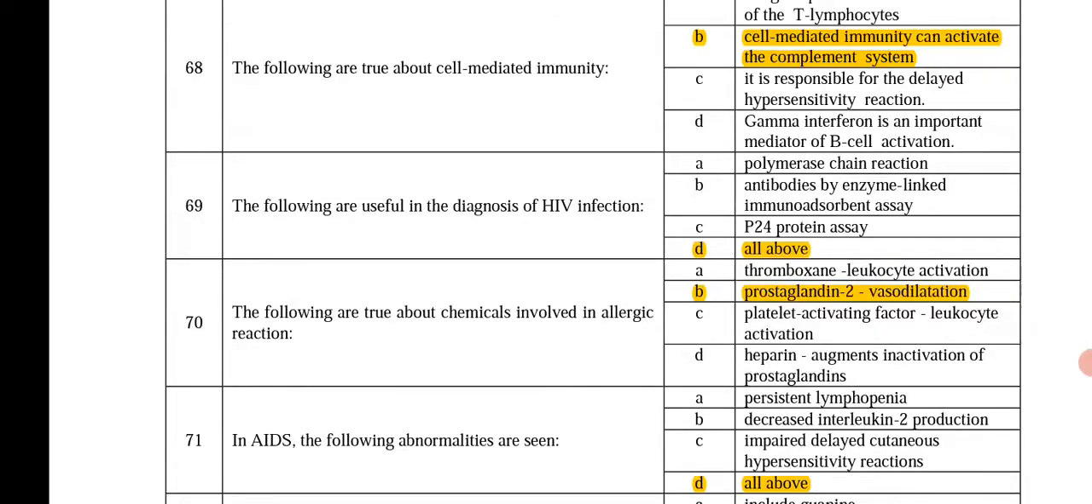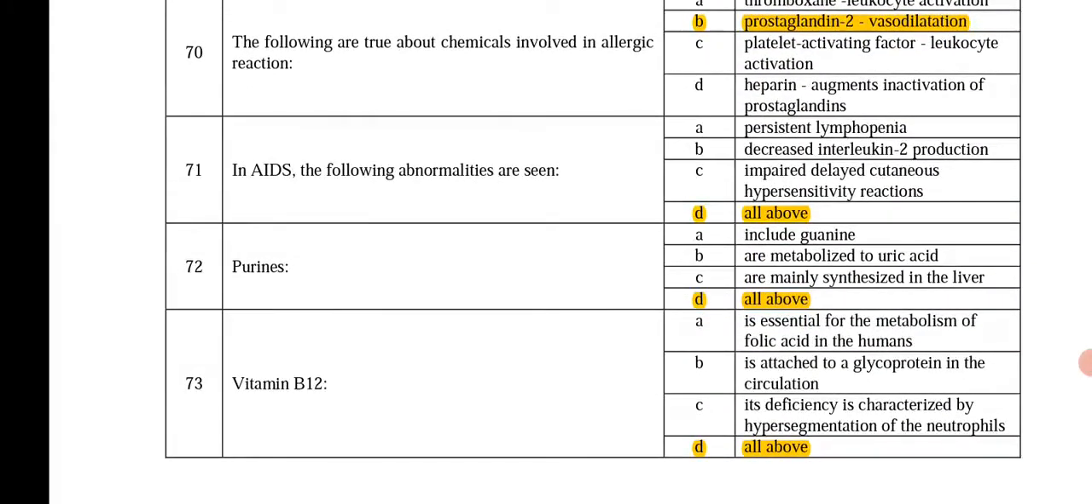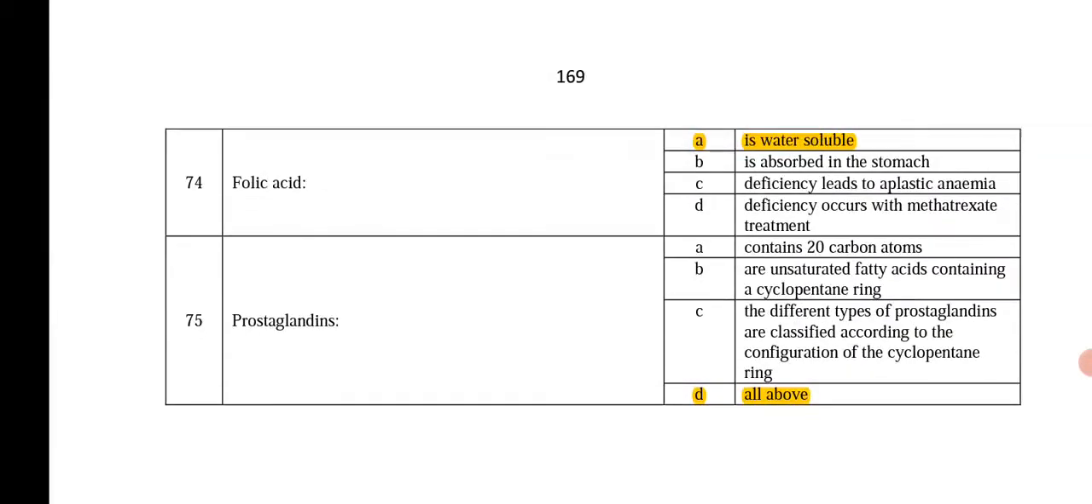The following are true about chemicals involved in allergic reactions: prostaglandin 2 causes vasodilation. In AIDS, the following abnormalities are seen: persistent lymphopenia, decreased interleukin 2 production, and impaired delayed cutaneous hypersensitivity reaction. Purines include guanine, are metabolized to uric acid, and are mainly synthesized in the liver. Vitamin B12 is essential for metabolism of folic acid in humans and is attached to a glycoprotein in circulation. Its deficiency is characterized by hypersegmentation of neutrophils. Folic acid is water-soluble.